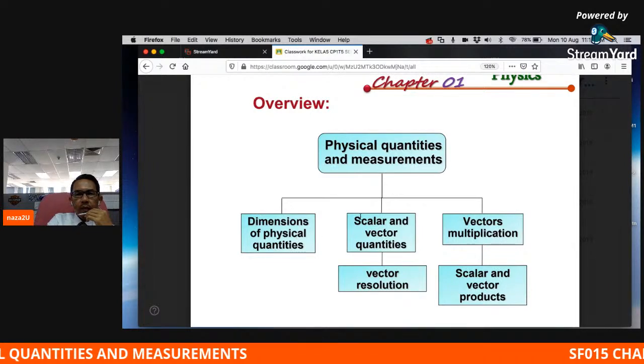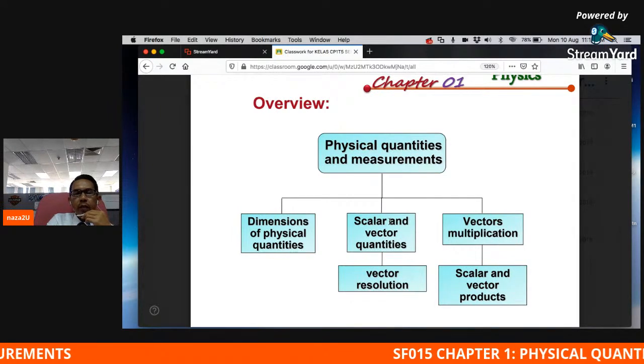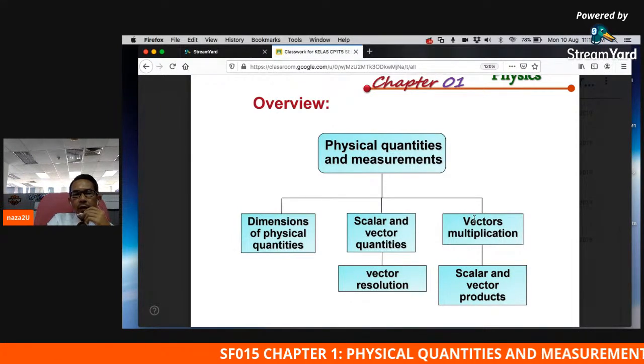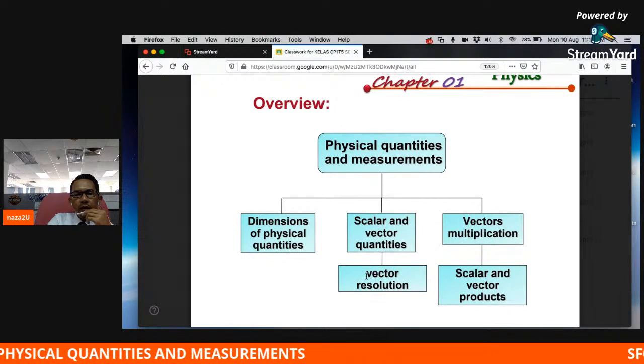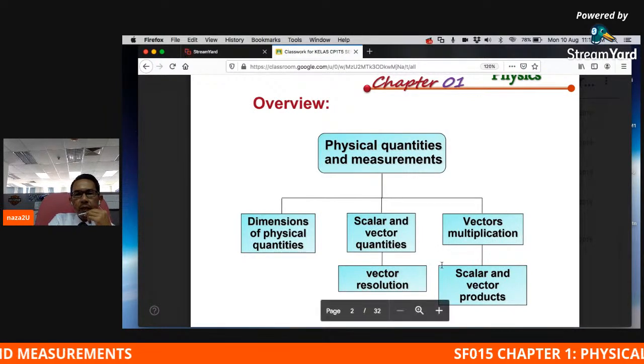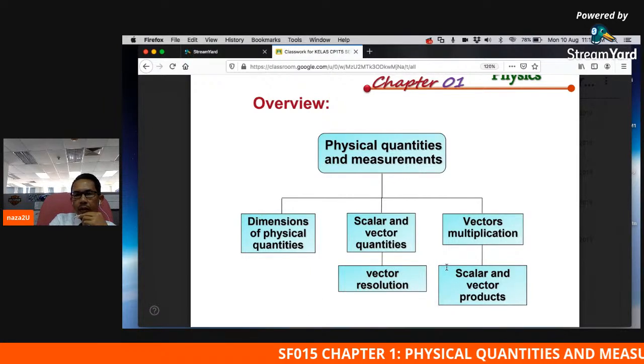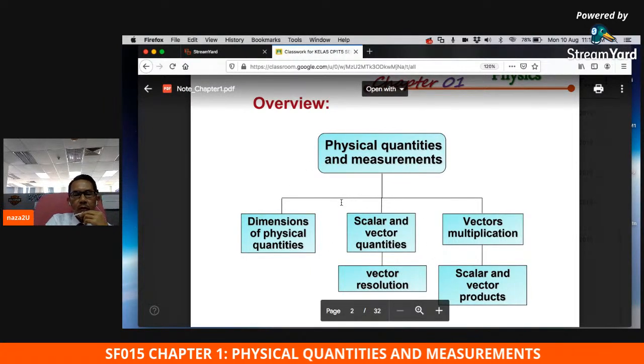Right, and the next is scalar and vector quantity. And the next is vector multiplication. And the next we have resolving vector and scalar and vector product. So this is the overview for the first chapter.